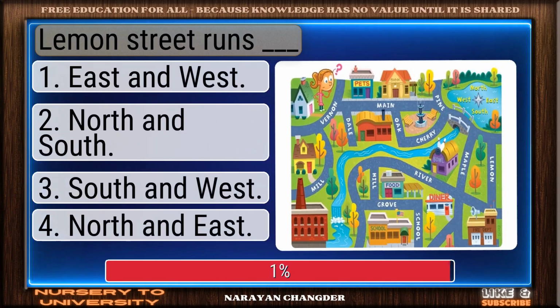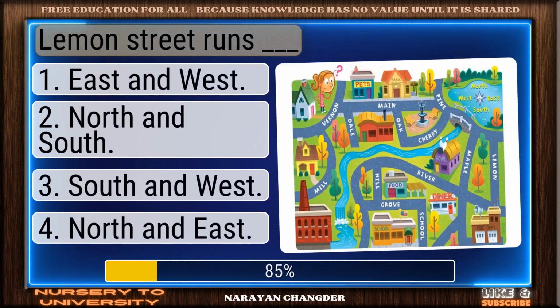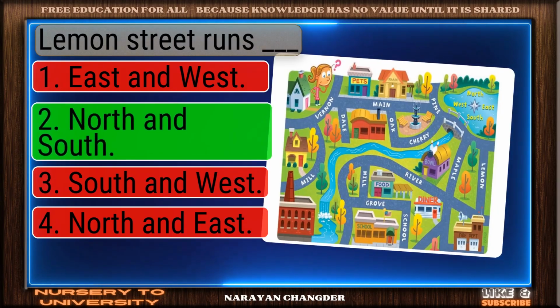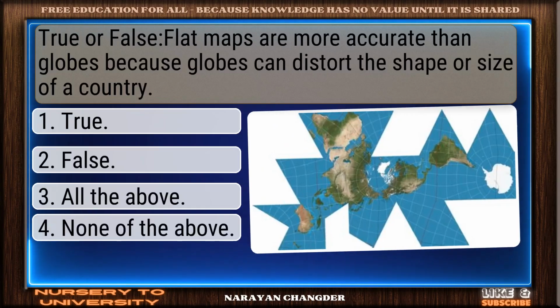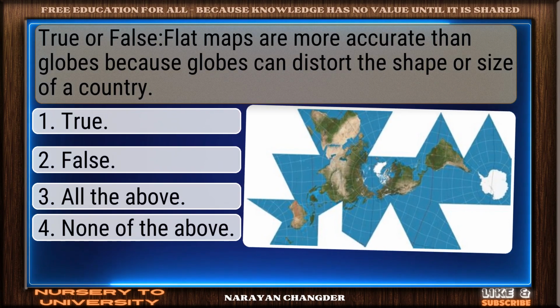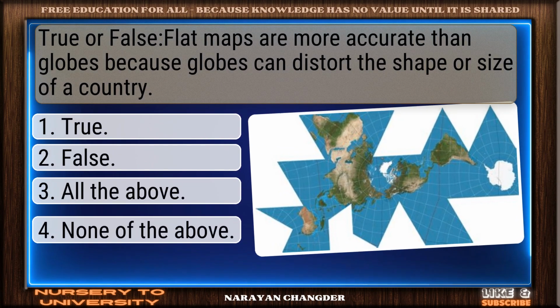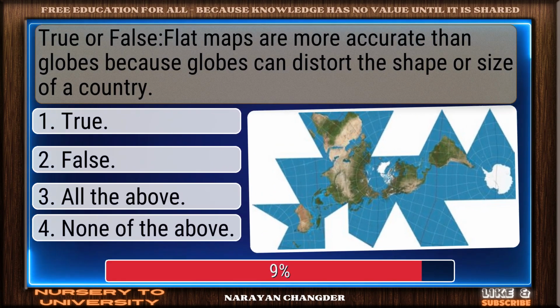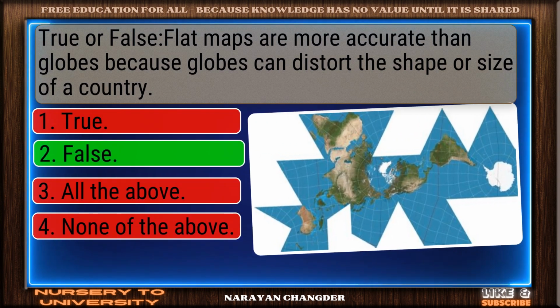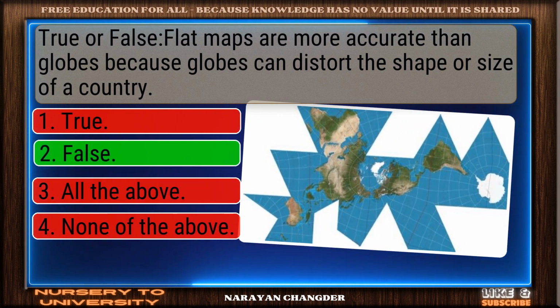Lemon Street runs dash. Strong choice. North and south is the right answer. True or false? Flat maps are more accurate than globes because globes can distort the shape or size of a country. Good job. Your answer false works well here.